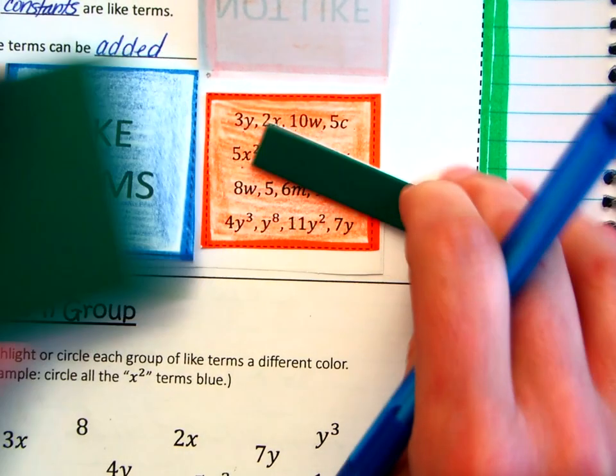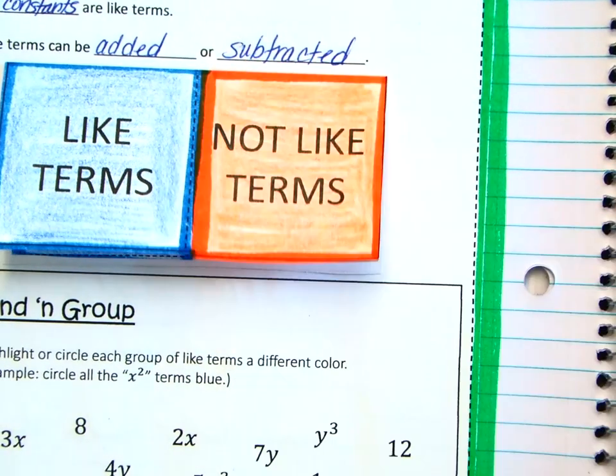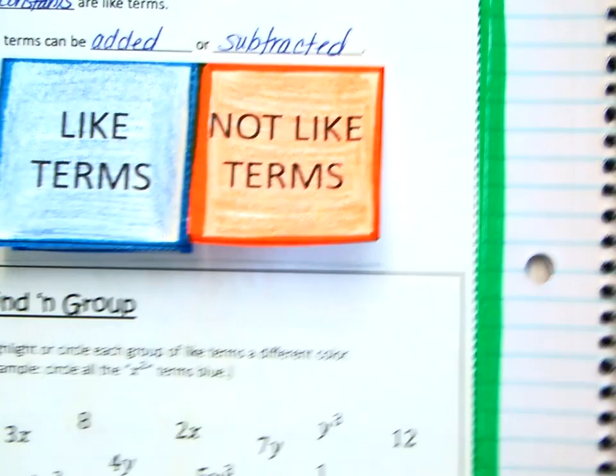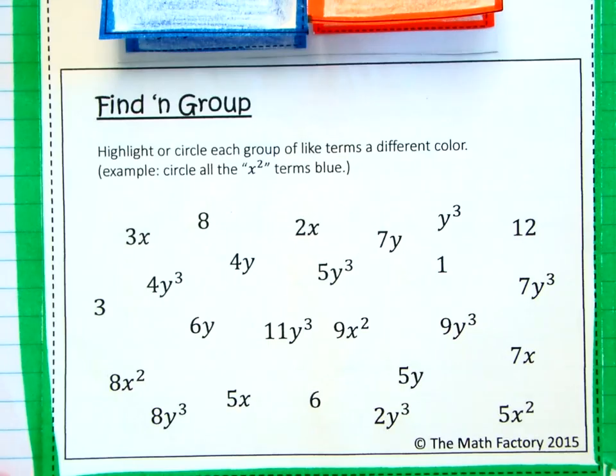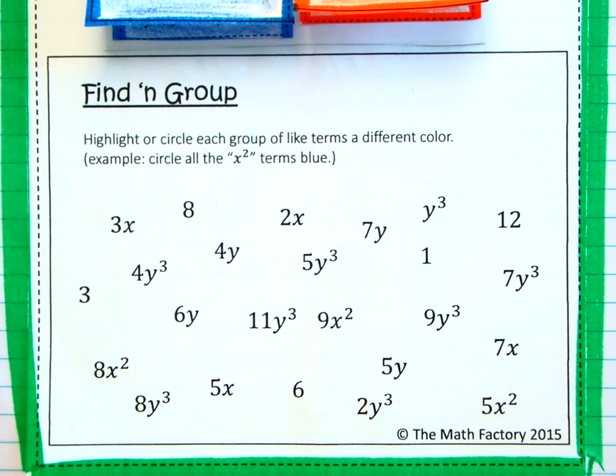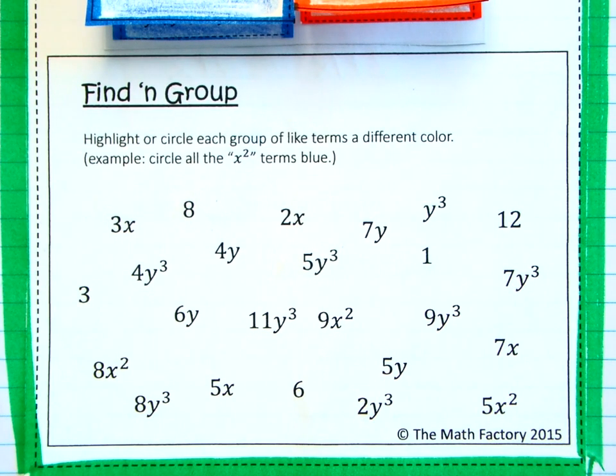They're in different groupings. Now what we're going to do on this last part is find and group. Highlight or circle each group of like terms a different color. So we're going to need a variety of colors here. I'm going to take out my highlighters. You can pause the video and take out some highlighters as well. And then we will work together to find things that are alike.